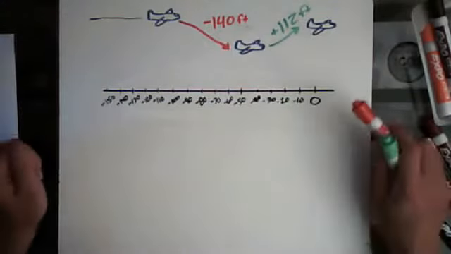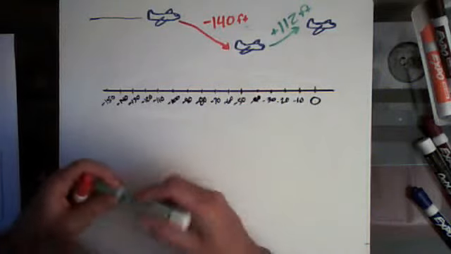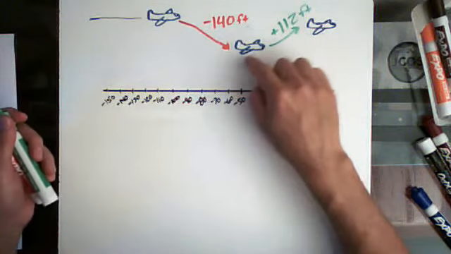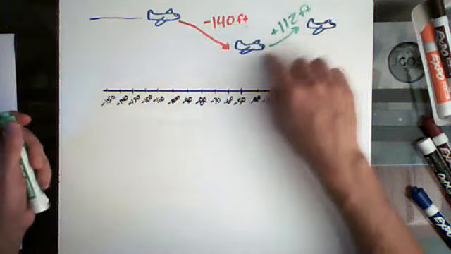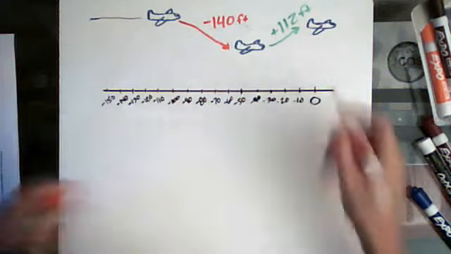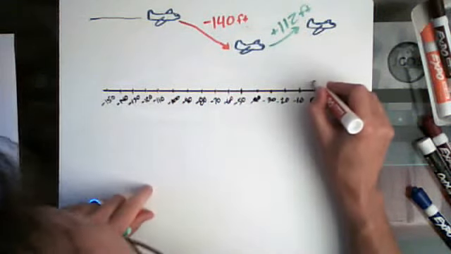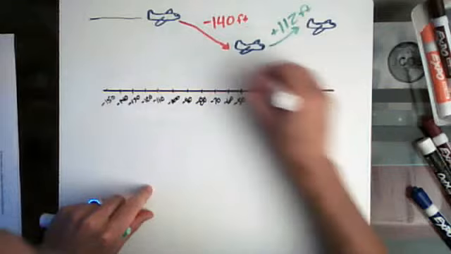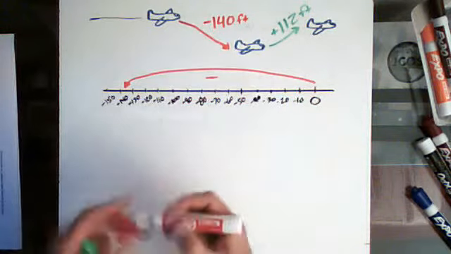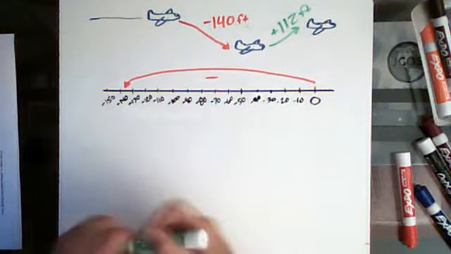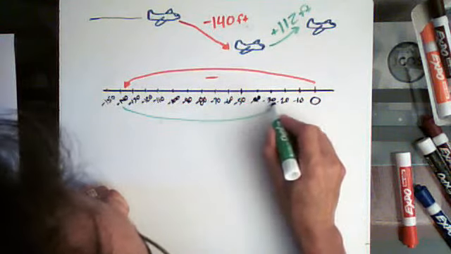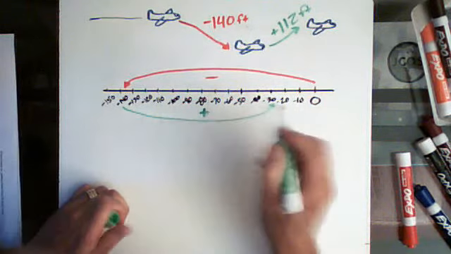Okay, for our second problem, we have an airplane that descends or goes down 140 feet. Then it goes back up or ascends 112 feet. We can look at this again on a number line, and we'll assume we're starting at 0 again, and the airplane would be going down 140 feet in the negative direction, but then it goes back up 112 feet, right about there, in the positive direction.